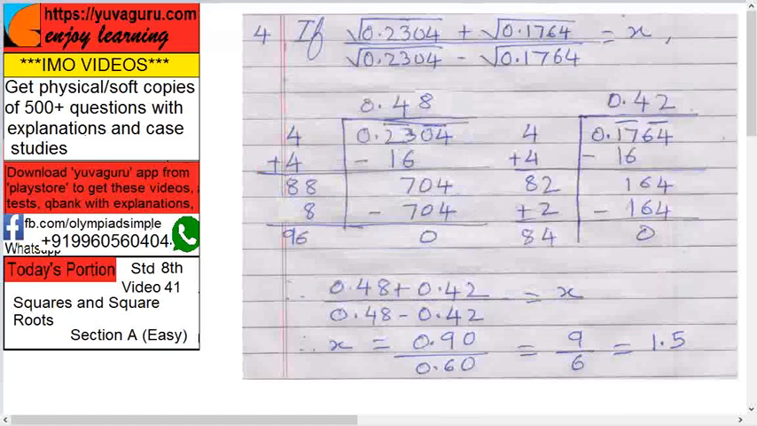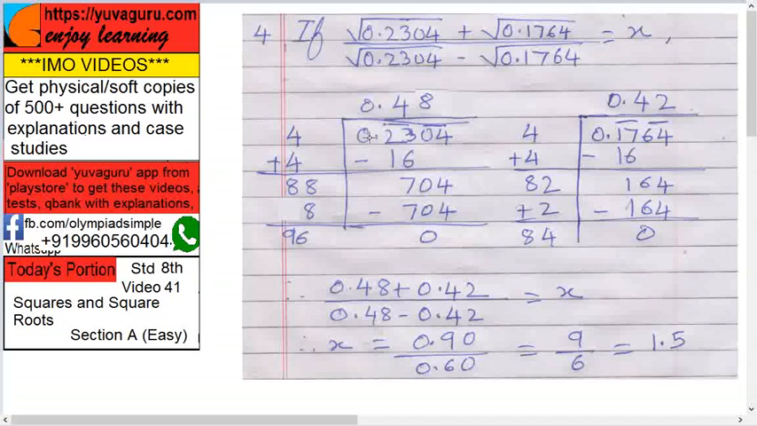Okay. Next, the question is different. If square root of 0.2304 plus square root of 0.1764, the whole upon square root of 0.2304 minus square root of 0.1764 equals x, then find x. First find the square roots of both the things. So what are the square roots?